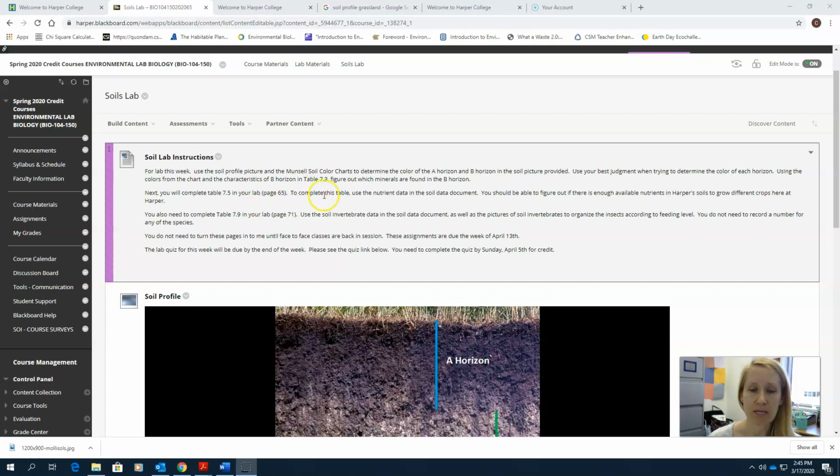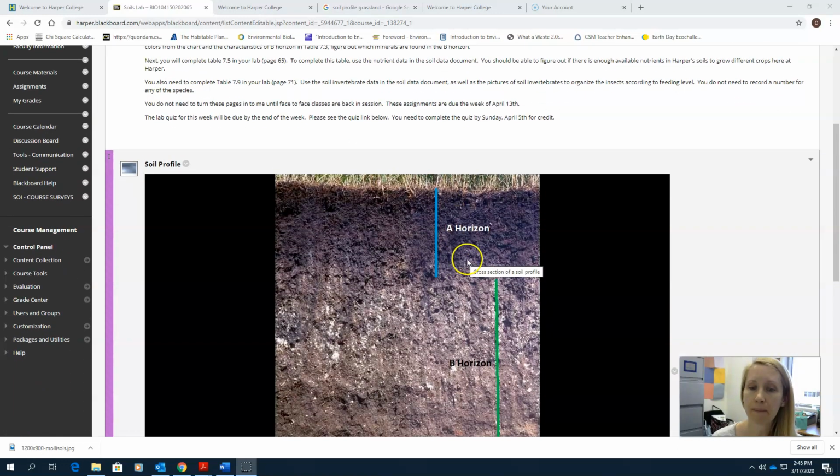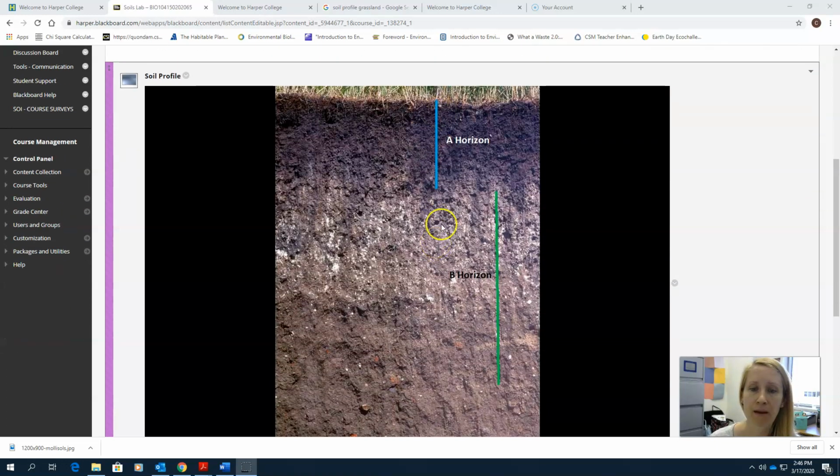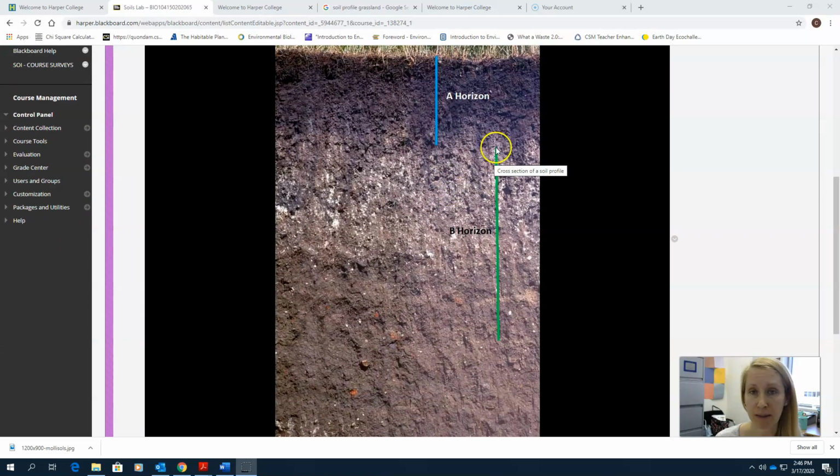So the first activity is I'm giving you a picture of a soil profile. I wrote on here, hopefully very clearly, where the A horizon begins and where it ends. It's that nice dark color. This particular soil profile is very commonly found in what we call grassland soils, so this would be fairly representative of what we would find here at Harper. So here's our A horizon, and then below it, I apologize because my line doesn't extend all the way to the bottom of the screen, but everything below that is considered our B horizon.